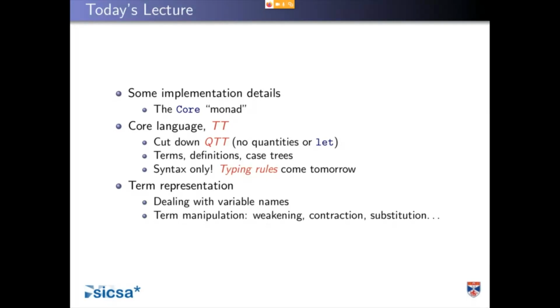TT is a cut down QTT. The main things that are missing are the quantities on the binders. It doesn't really add any complexity to add the quantities on the binder, no fundamental complexity anyway. So as far as we're concerned here, it would just add noise, so we won't worry about those. Also, we don't have let binders. Again, that doesn't really add any complexity in terms of the term manipulations. It does give us some additional things that we need to think about later on, but it simplifies things to not have let.